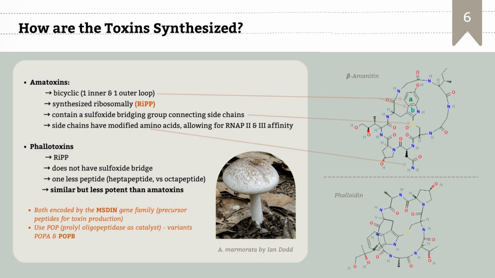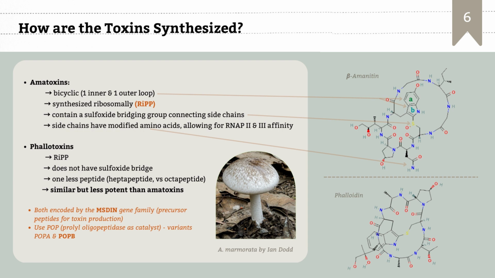So, how are these toxins synthesized? Amatoxins and phallotoxins are both encoded by the MSDIN gene family, and this gene family is a precursor for the peptides that produce the toxins. And the catalyst which they use is the POP catalyst, so prolyl oligopeptidase. And there are variants of this catalyst, such as POPA and POPB.